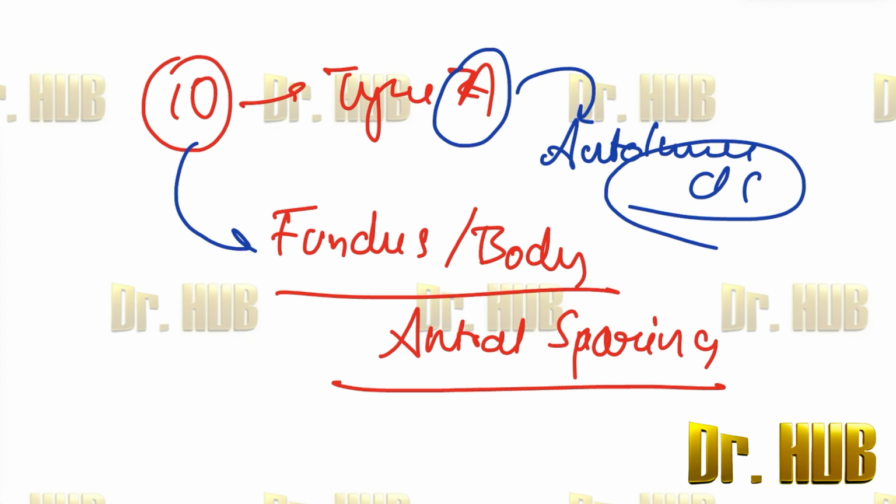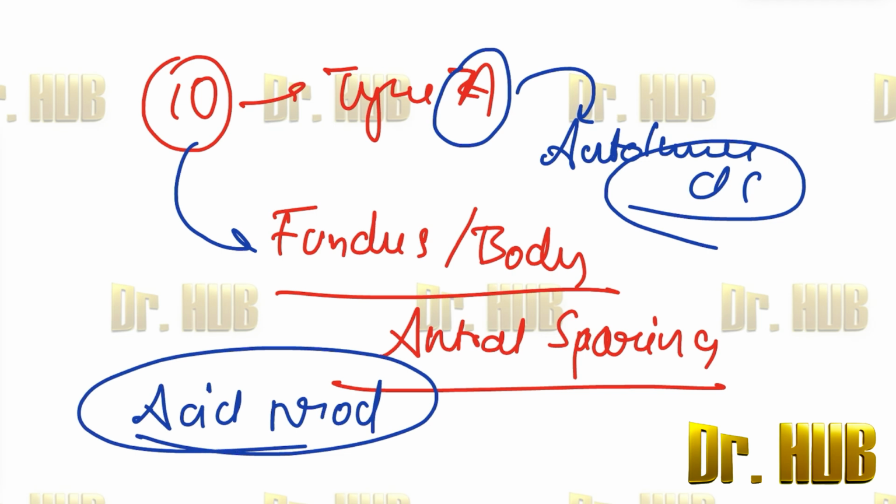What about the acid production? In type A, there is a decrease in acid production. In the most common type B, it is normal or increased. Here it is a decrease in acid production, and decreased acid production is known as achlorhydria.